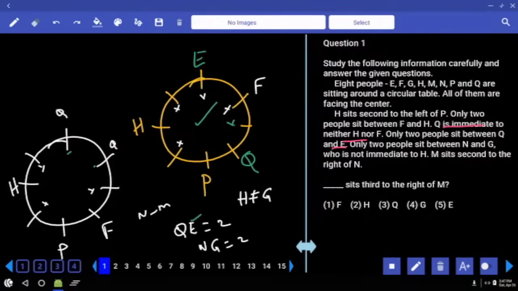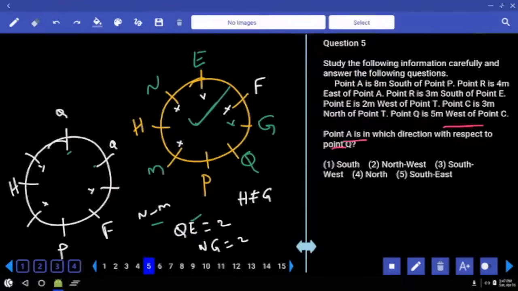Then next one N and G. N and M must be in the alternate places. Isn't it? N and M must be in the alternate places. N is seated second to the left of M. If N and M were like this, N and G there are 2 people, this is a final arrangement. Then now this is about set number 1. And how many questions were given here? 4 questions. Then coming to question number 5 onwards.